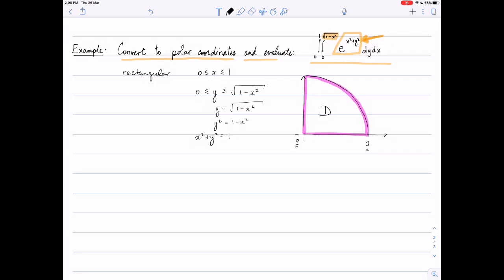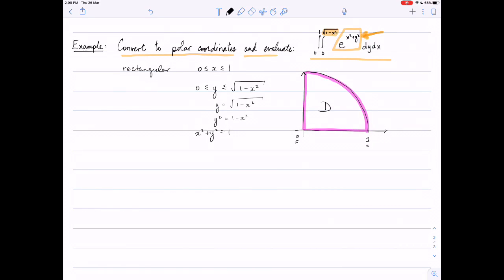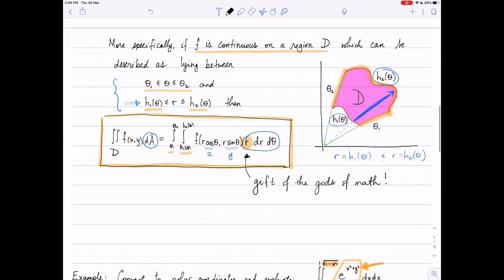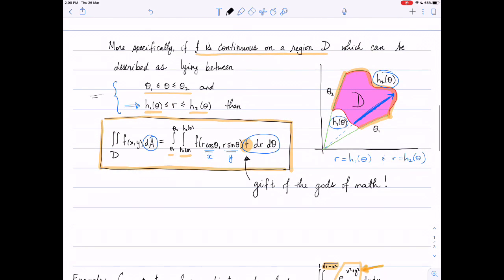So right away we've got all sorts of reasons here: a circular region, this nasty square root, this e to the x squared, to try and convert to something which is going to be easier. So let's go into this region first of all and re-express that region in terms of what we were told above. We need to express that in terms of inequalities. We always want theta first, theta between constants and the radius between functions.